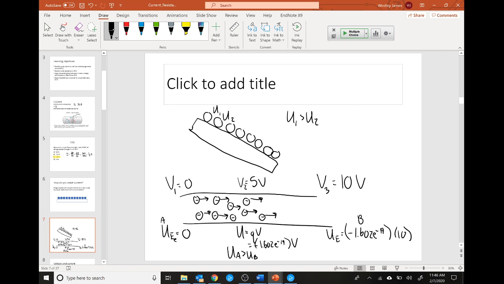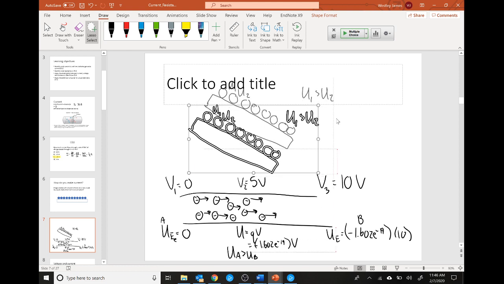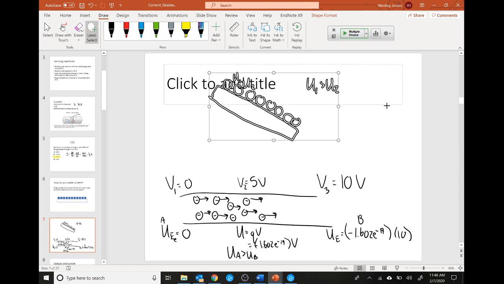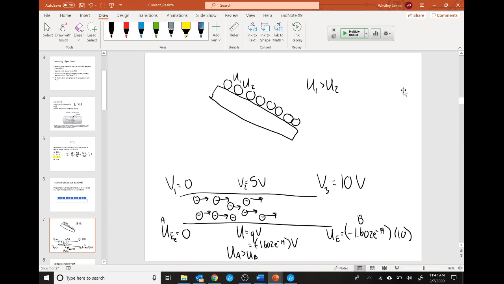To translate this into current, which remember is positive charge moving, if I have electrons moving from left to right, that is effectively the same thing as current moving from right to left.